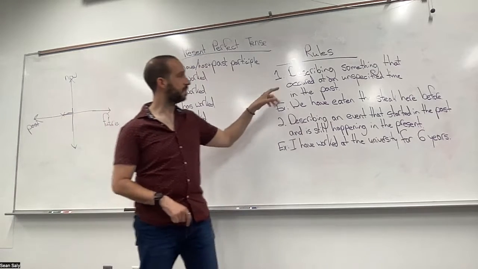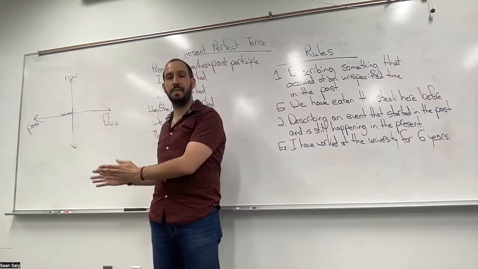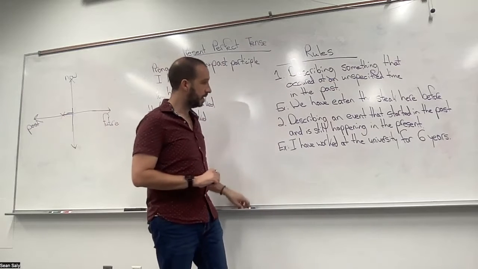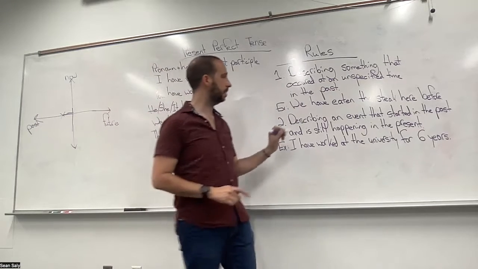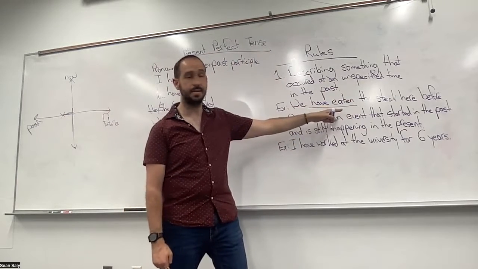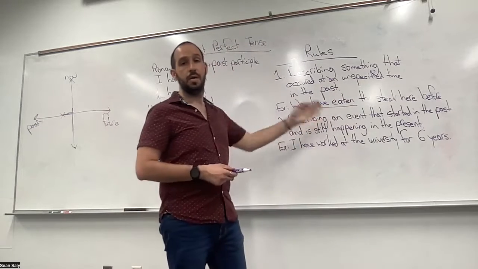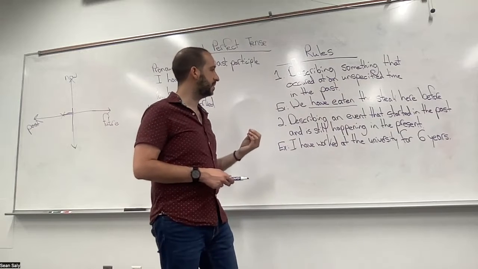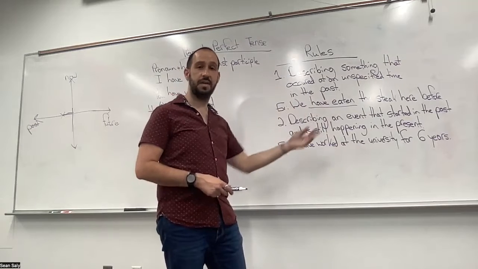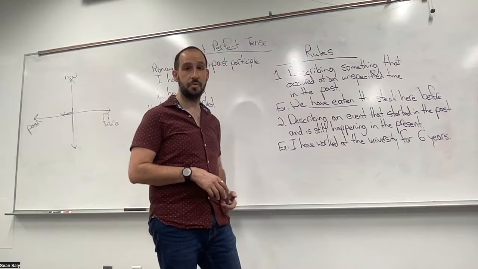Number one, describing something that occurred at an unspecified time in the past. So we're talking about something in the past, but the time that it happened is not important. So here's an example. We have eaten the steak here before, right? I'm going to underline here. Here's the past participle of the verb to eat, eaten, okay? And have. We have eaten the steak here before. It's talking about an unspecified time in the past. We don't know when, it doesn't matter, but at some point in the past, we have eaten that steak at some particular restaurant. So that's one rule.